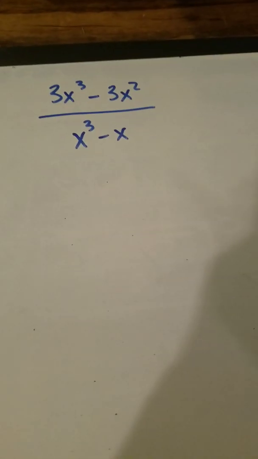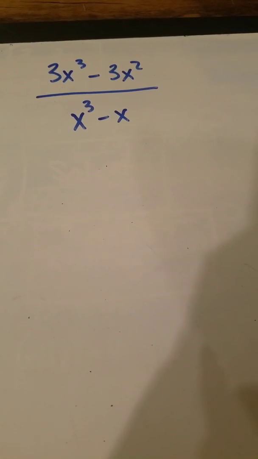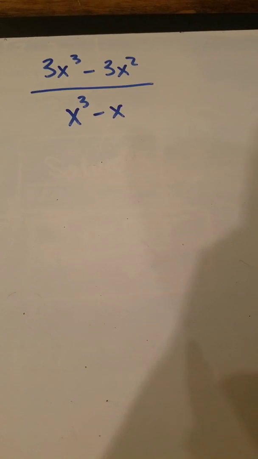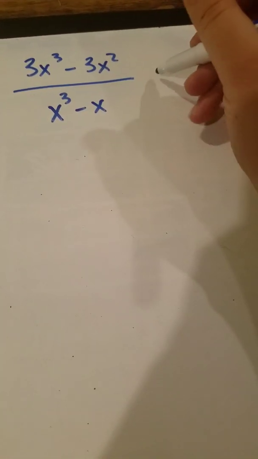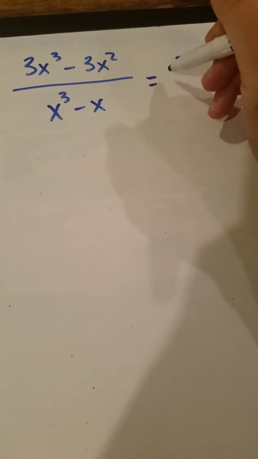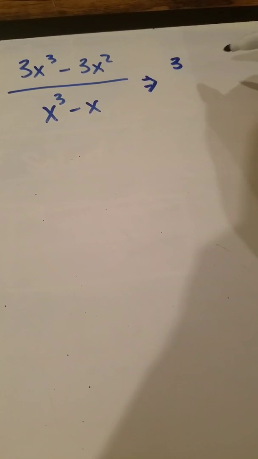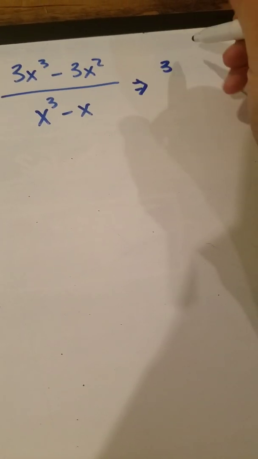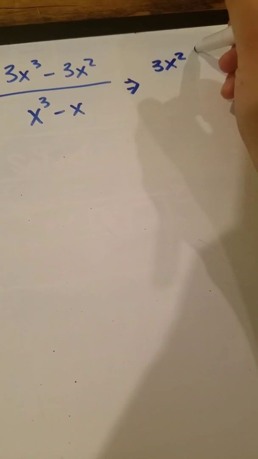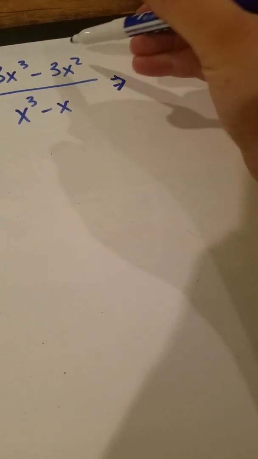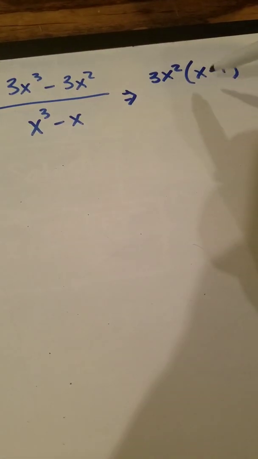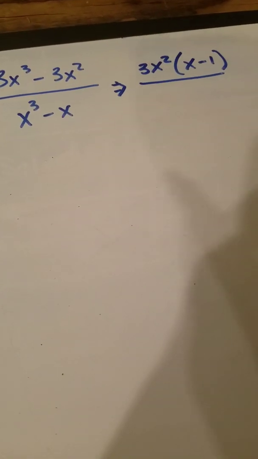Okay. Second one, a little bit harder. We have 3x cubed minus 3x squared over x cubed minus x. For this one, we look at 3 and 3. We can definitely pull out a 3. With x cubed and x squared, you can pull out the lowest exponent, so in this case, x squared. We're going to be left with x minus 1. Just be careful, you started with 2 terms, so in the parentheses there should be 2 terms when you factor out.